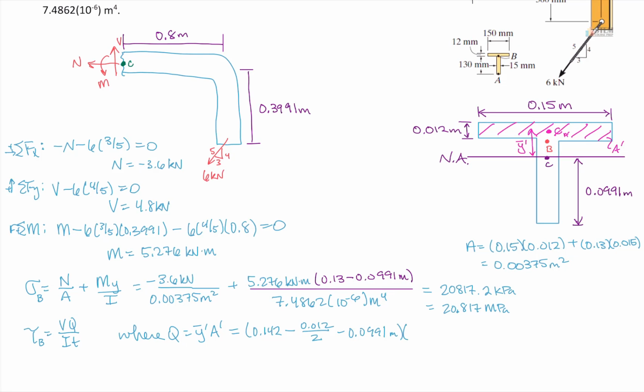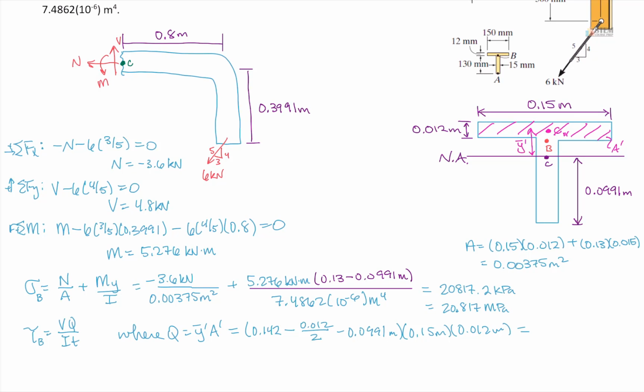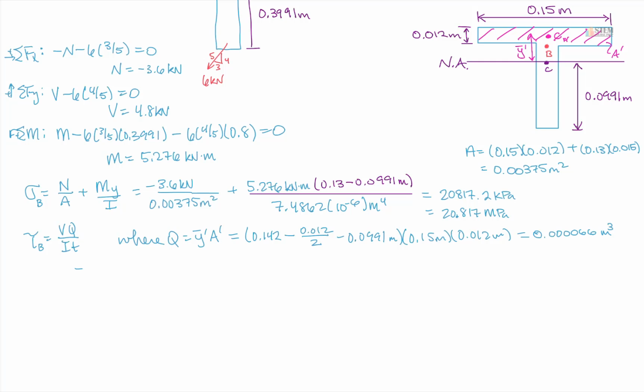All right, and then we need to find the area of this pink shaded region. So this top rectangle here, essentially. So we'll just have 0.15 times 0.012. And those are all in meters also. Okay, so Q, let's calculate that. That gives us 0.000066. All right, and then that's meters cubed. Okay, so we've got that, and T, we can find that in just a second. So let's go ahead and start writing out our values. So our shear stress at B is going to be the shear force, which is 4.8 kilonewtons. I need Q, which is this tiny little number here that we just found. And then we need to put that over I.